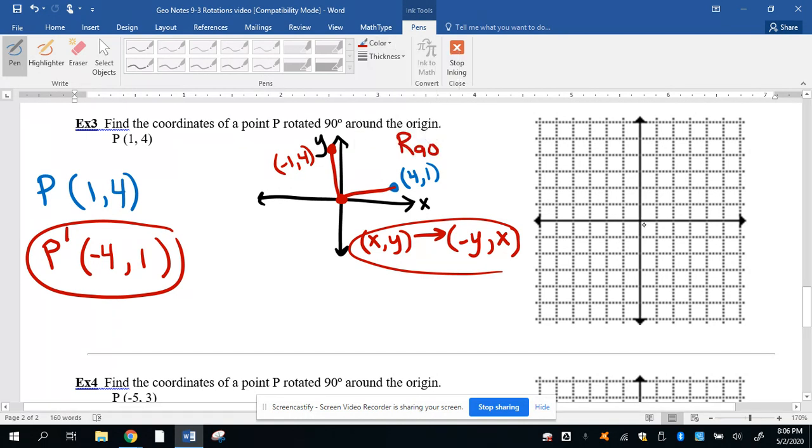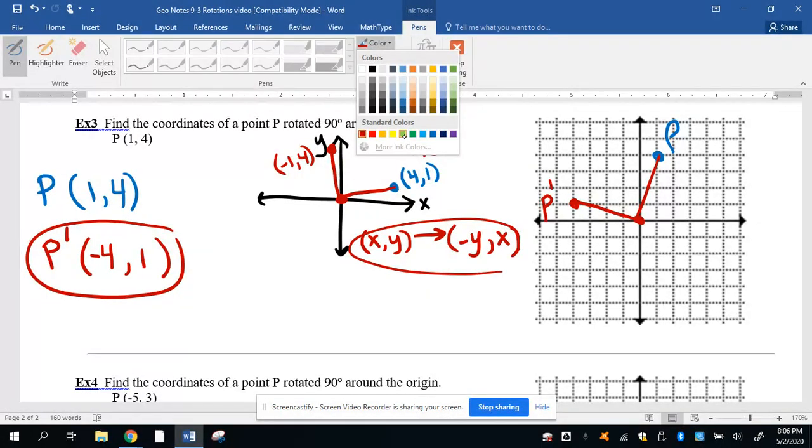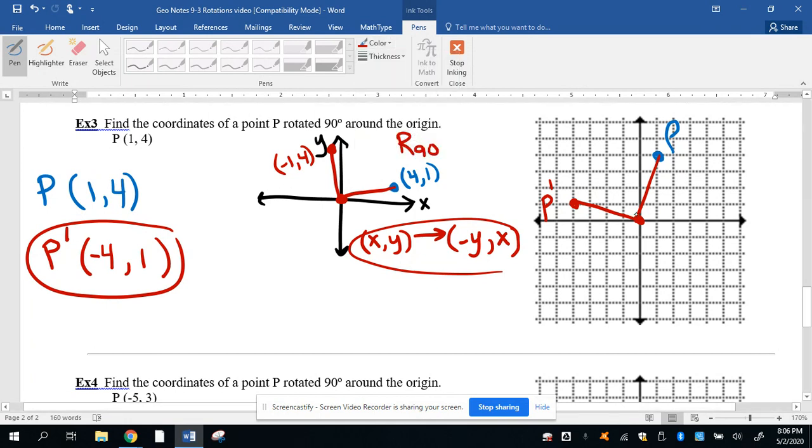So my original value was over 1, up 4, that was P, and P prime we found out was negative 4, 1, 2, 3, 4, up 1, and let's just verify that that makes sense. So from P to the origin, and then from the origin to P prime, it sure looks like 90 degrees, but can we actually verify that? We certainly can. Do you understand that the slope from the origin to P is up 4 over 1? So that slope is 4. The slope of our point P prime to the origin is down 1 over 4.